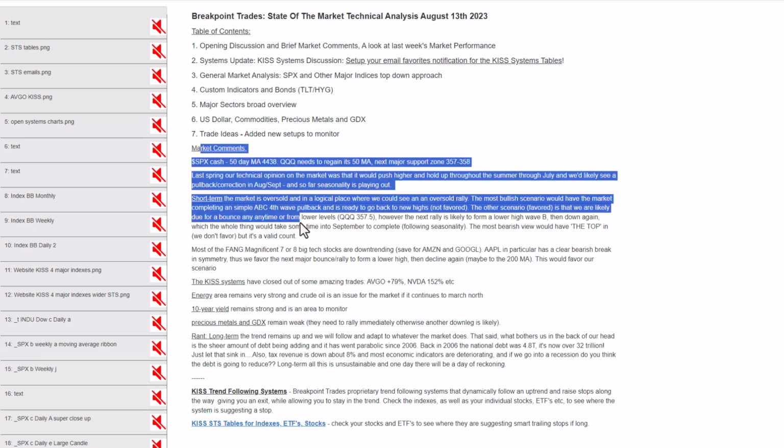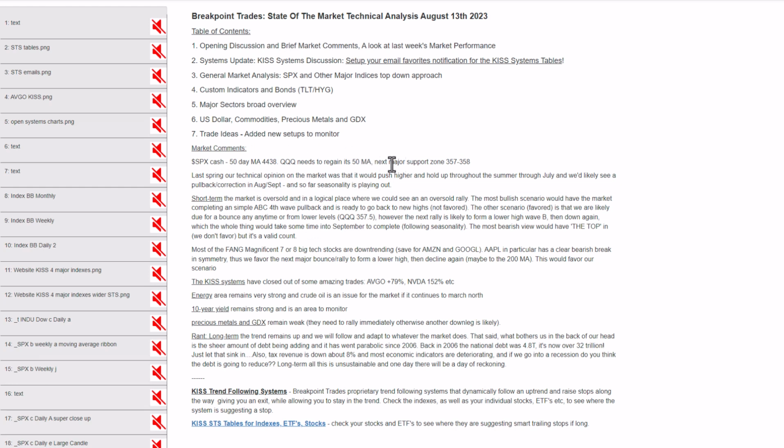So again, below the table of contents here, I have some important text. In the S&P cash, the important support right now is this 50-day moving average, right around the 44.38. The S&P is still holding the 50-day moving average for now. Triple Qs are below their 50-day moving average. They've been weaker. A lot of those FANG-type stocks have been in downtrends.